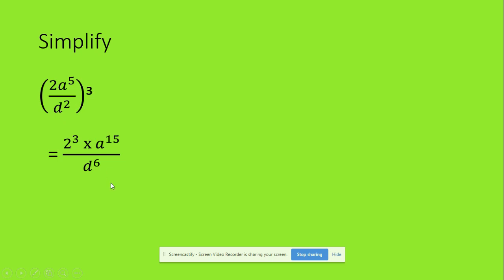We can still further work on this, because it just says simplify. So we're going to go 2 to the power of 3, get our answer, and then times it by a to the power of 15. So 2 to the power of 3 is 8, times a to the power of 15 gives us 8a to the power of 15, and our d to the power of 6 remains the same. We can't reduce it any further, so we leave it right there.